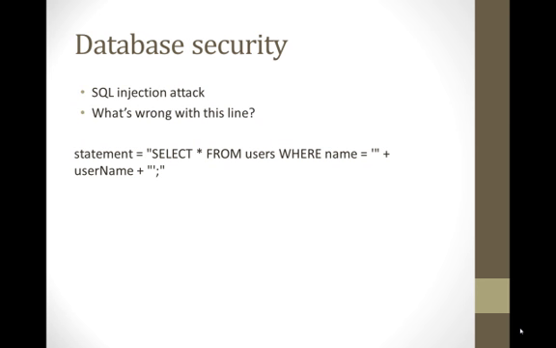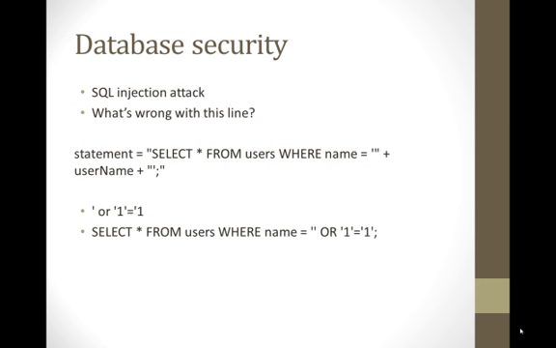What would happen if instead of a username, they typed in this? So plug this in to where it says username. Now think about what that would do. What would that look like? This is the code: select star from users where name equals nothing or 1 equals 1.